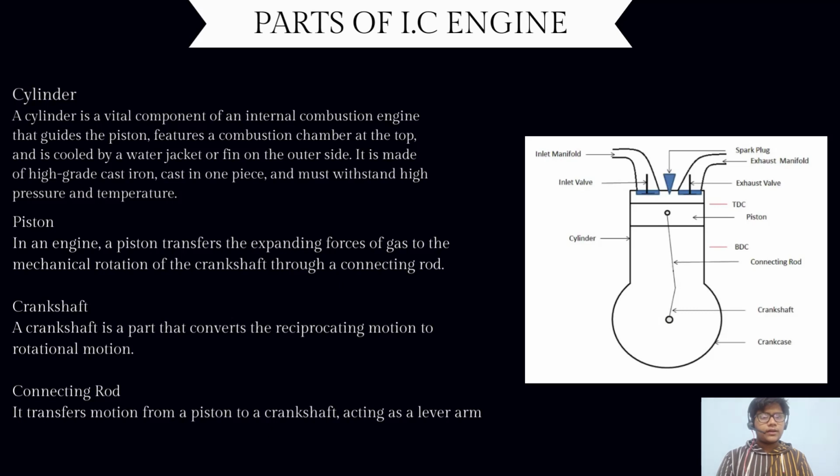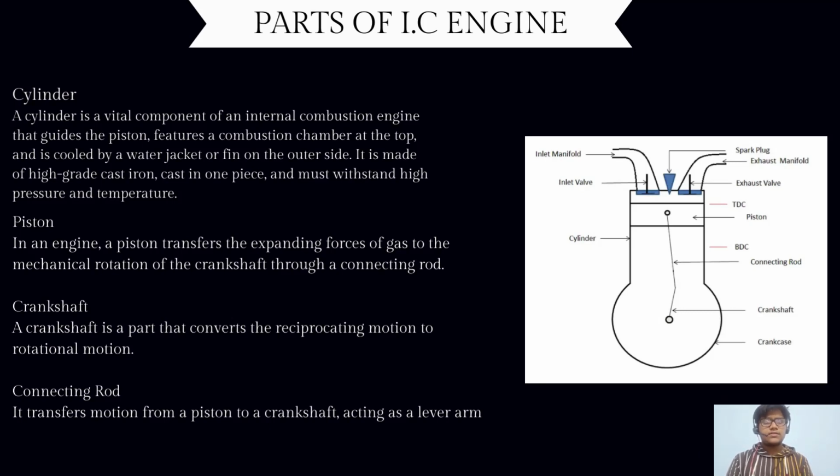At the upper end of a cylinder, the cylinder head is bolted, and at the bottom, the crankcase is bolted. The upper side of the cylinder consists of a combustion chamber where fuel burns, to handle the pressure and temperature generated by combustion of fuel. Cylinder material should have high compressive strength, so it is made of high grade iron.